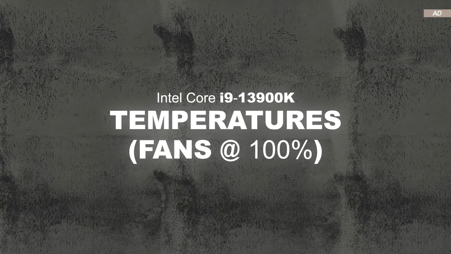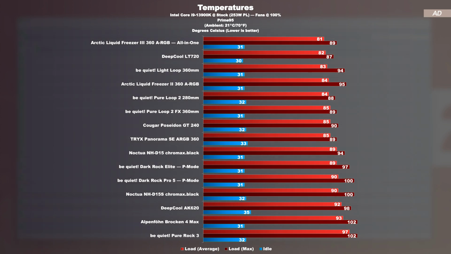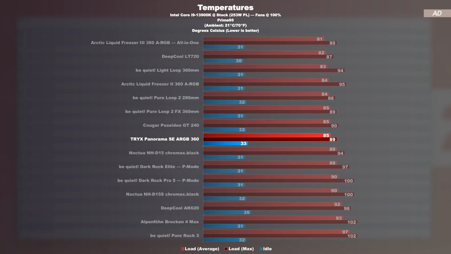Temperatures at max fan speed with the Intel 13900K. Under Prime 95 load, the Panorama SE delivers respectable values. It doesn't even allow the CPU to reach a max temperature above 90 degrees Celsius, but over a longer duration, its average temperature lags slightly behind a Be Quiet Light Loop or an Arctic Liquid Freezer and the like. Interestingly, the idle temperature is also slightly higher. It seems one does notice the display's software running in the background there.